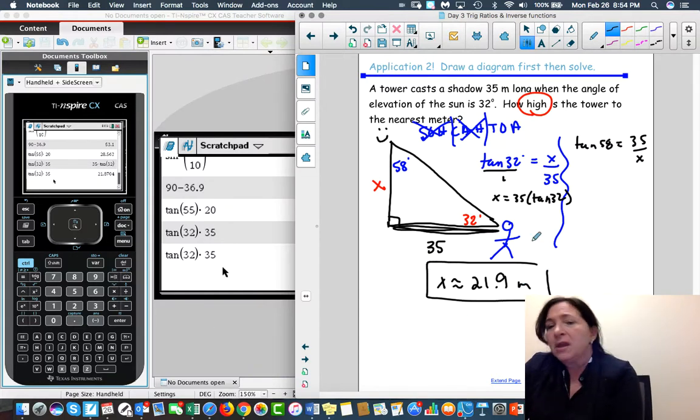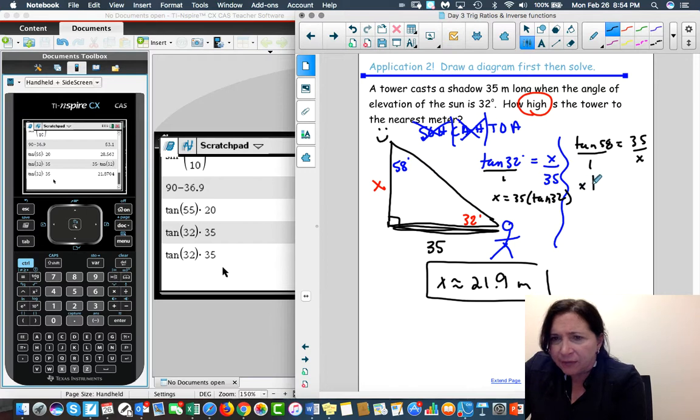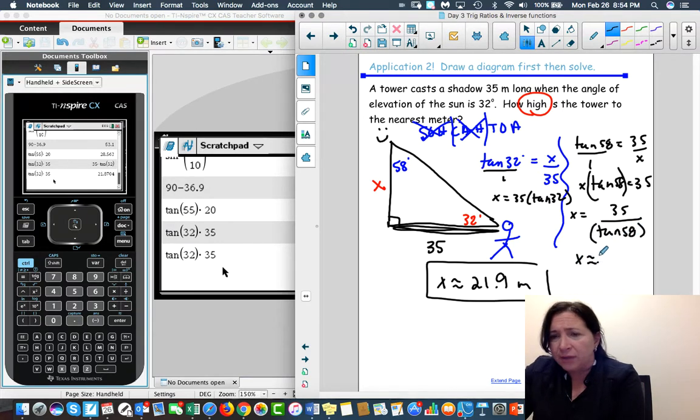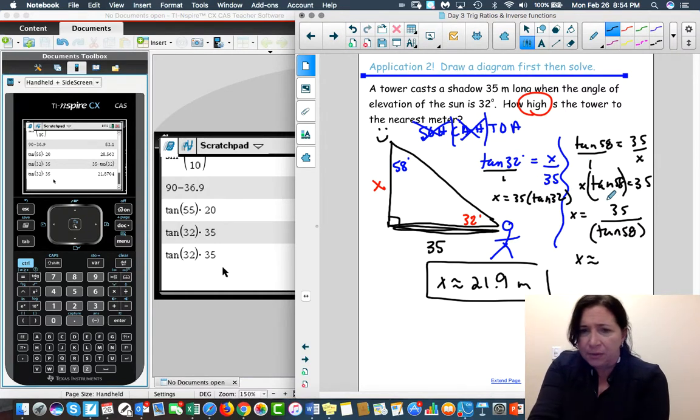That's the height. Now, had I used this form here instead, I would be going x times tangent of 58 equals 35. And then I would have to divide, x equals 35 divided by this quantity, which is tangent of 58, okay? So you do have the option of doing both, but do you notice that this has one extra step? So let's just do this here.